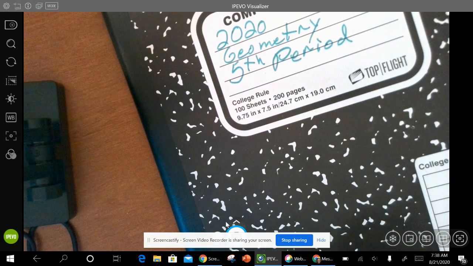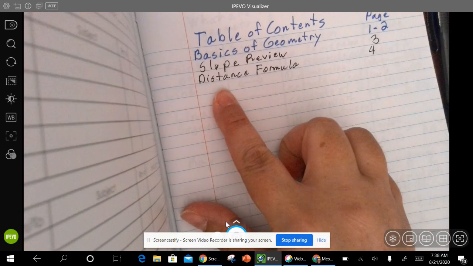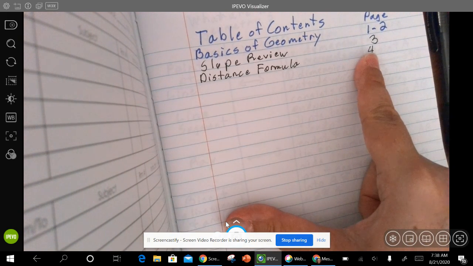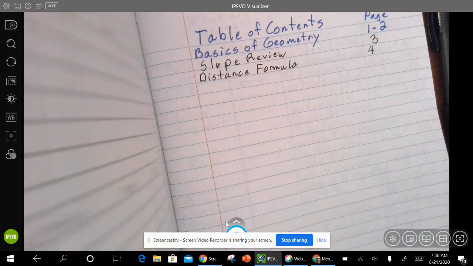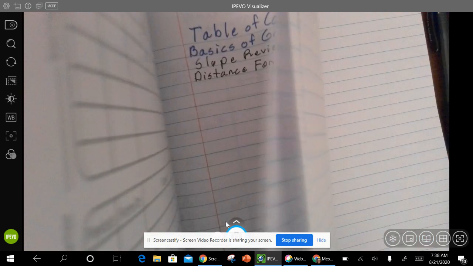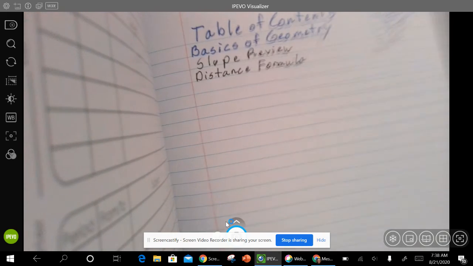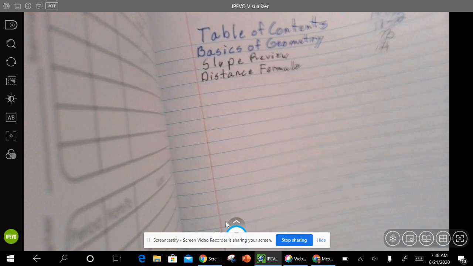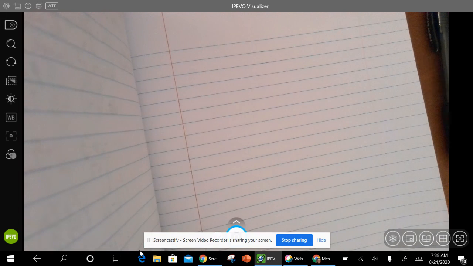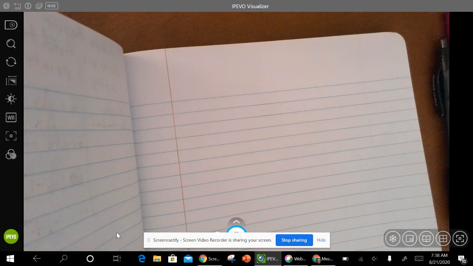Good morning. So we're going to work on our slope review. So that's going to be slope. It's going to go on page 3. Distance formula we're going to do on page 4. So we're going to go ahead and go to page 3. Okay, and we're going to work on going over slope.